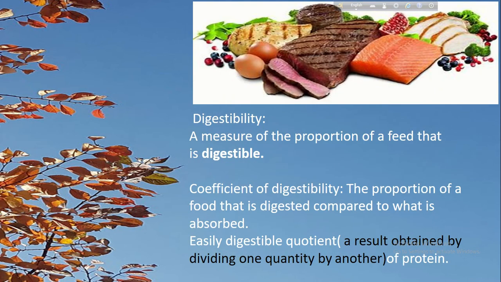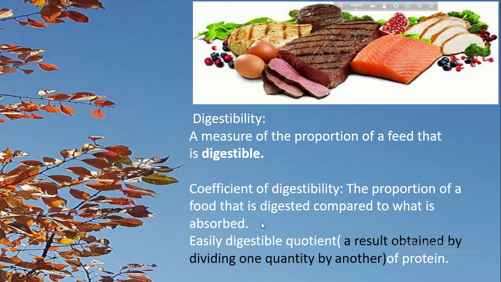Now, what is digestibility? Dear learners, all proteins are not equally absorbed in the body. The nutrition value of proteins depends on its digestibility. After having an intake of proteins, the proportionate percentage of protein which is absorbed from the intestine is called the easily digestible quotient of protein. So first, digestibility, what? A measure of the proportion of a feed that is digestible. And coefficient of digestibility, that is the proportion of a food that is digested compared to what is absorbed.